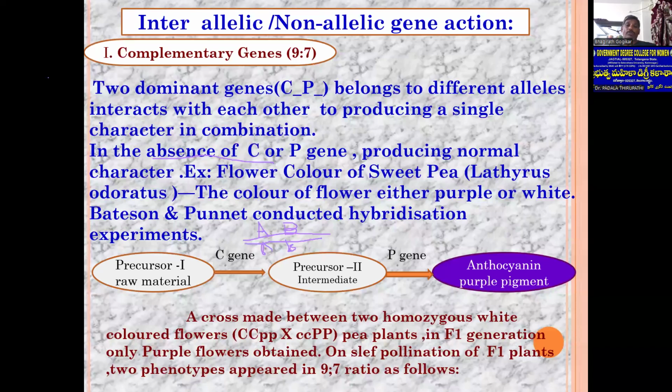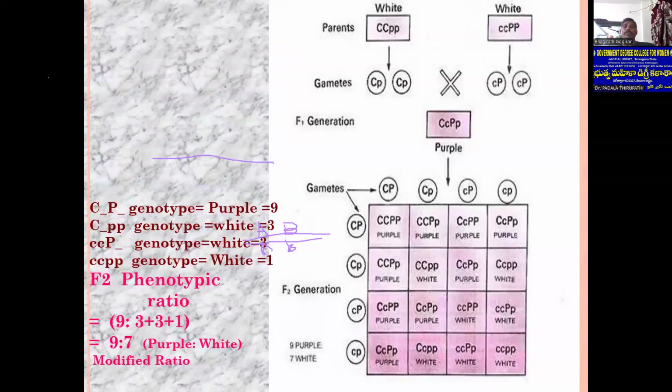So as follows, what are the two? See here, based on this checkerboard, we can easily explain that. First, the parents are two white colored. Why are both the parents white colored? In their respective genotypes, we have seen only one dominant gene is there, either C or P. Only when both the genes are present do we get colored flowers. So that's why both the parents have white colored flowers, and a cross is made between the two white colored flower plants.